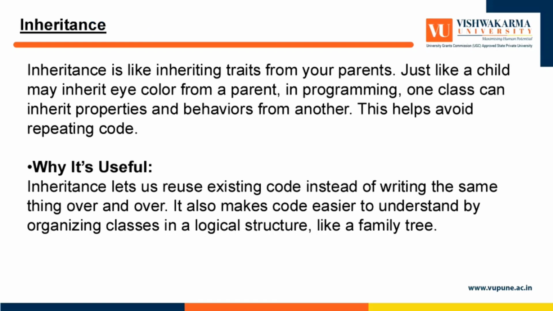Now I will tell you the definition of inheritance. Inheritance is like inheriting traits from your parents, just like a child may inherit eye color from a parent. In programming, one class can inherit properties and behavior from another. This helps avoid repeating code. Now, why is it useful? Inheritance lets us reuse existing code instead of writing the same thing over and over. It also makes code easier to understand by organizing classes in a hierarchical structure like a family.